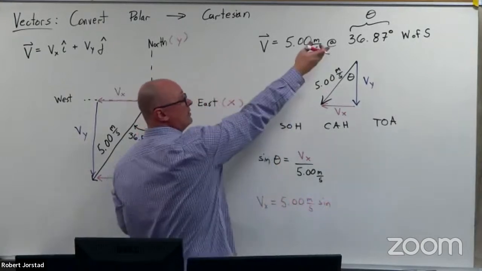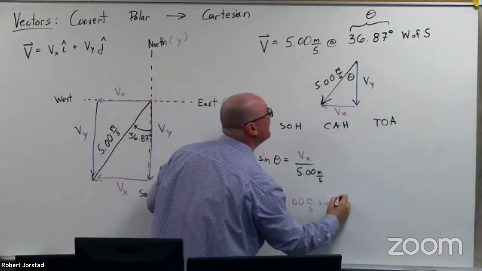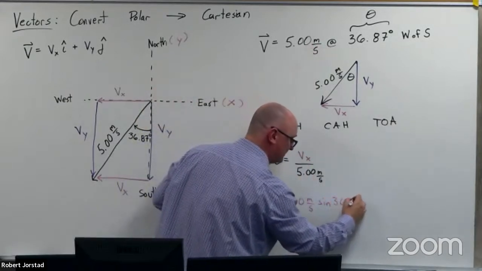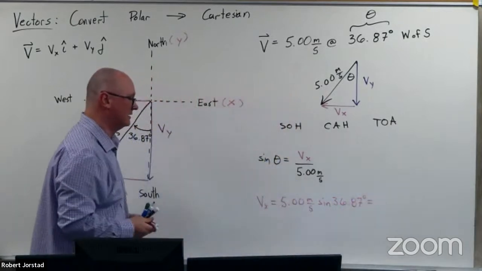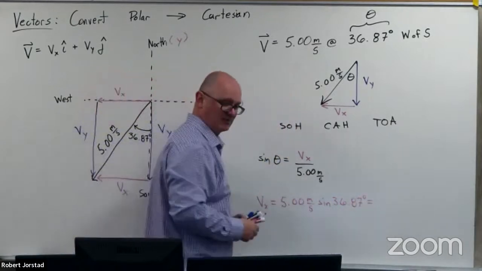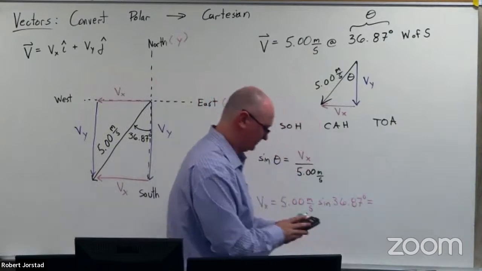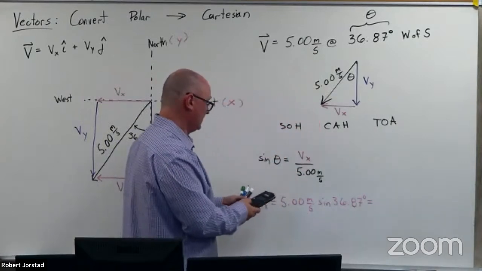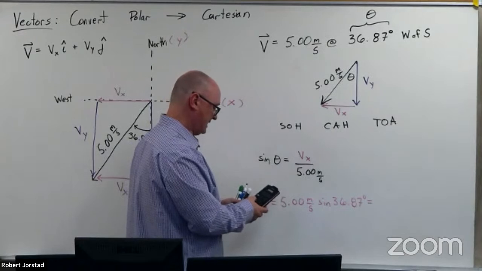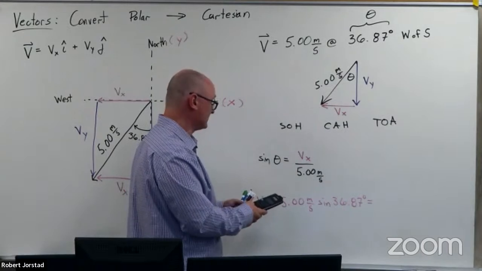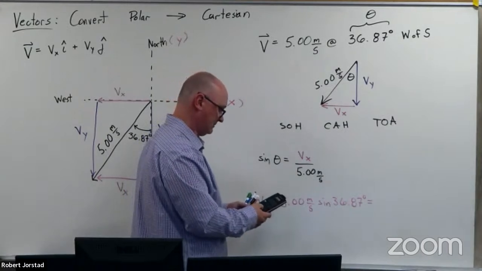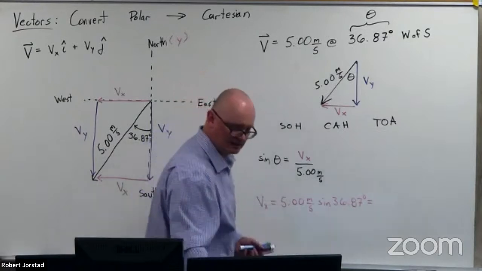Now I'm going to plug in what theta is. And when you punch that all in, hopefully you get, what was it, 3? Let's do it. So 5 times sine of, what was it, 36.87? I got 3.